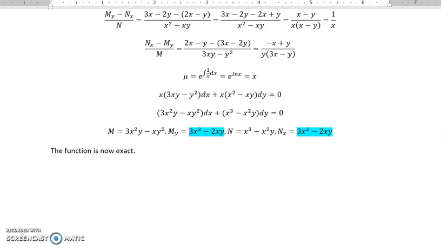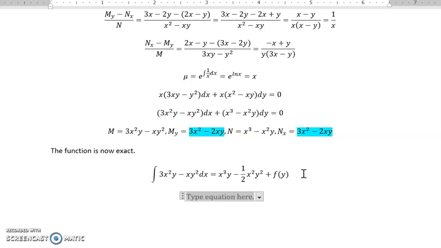And so now we can integrate as if it were an exact equation. So we're going to integrate M, 3x squared y minus xy squared, with respect to x, because that was originally a derivative with respect to x. And if we integrate with respect to x, we get x cubed y. And if we integrate that term with respect to x, we get 1/2 x squared y squared, plus possibly some terms that contain only y.